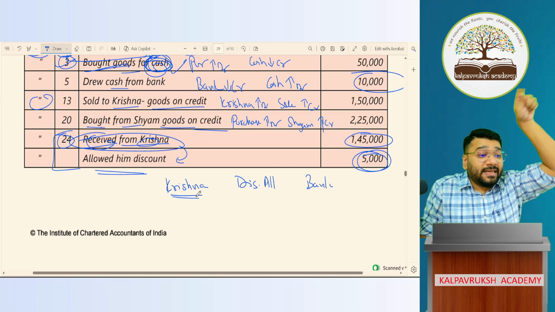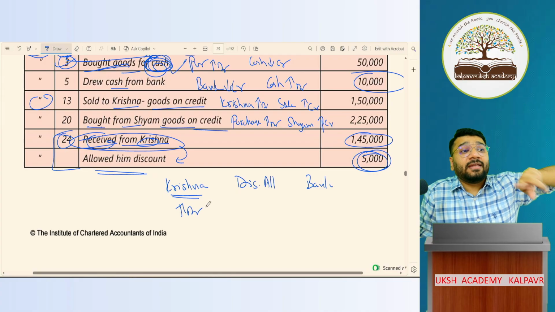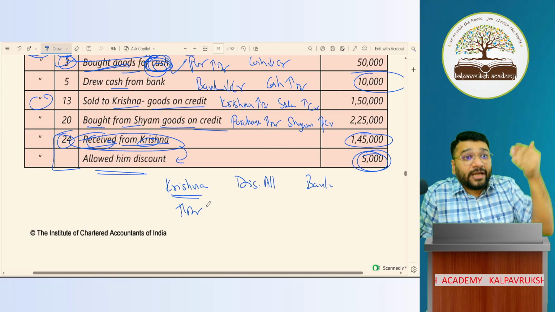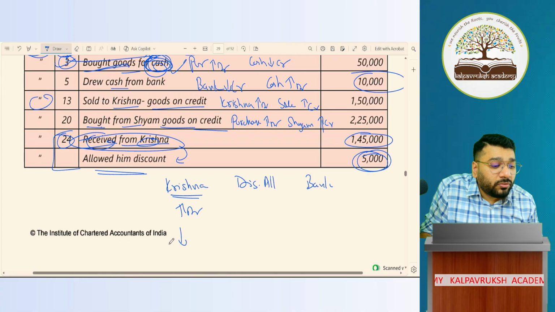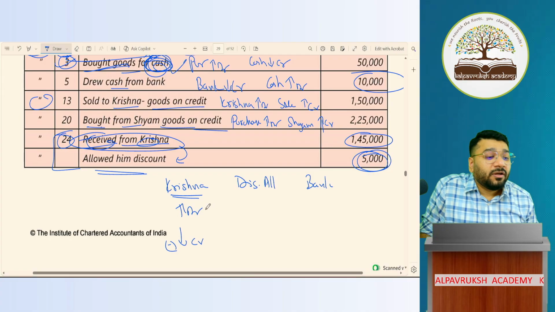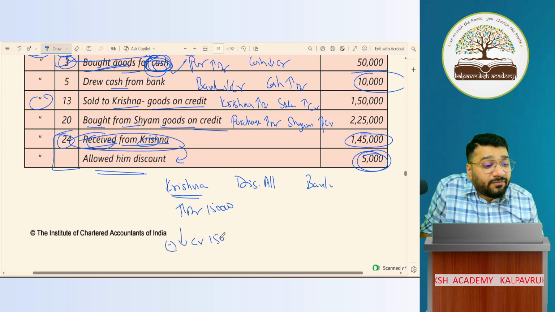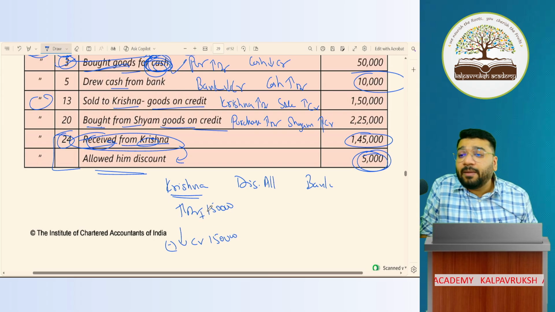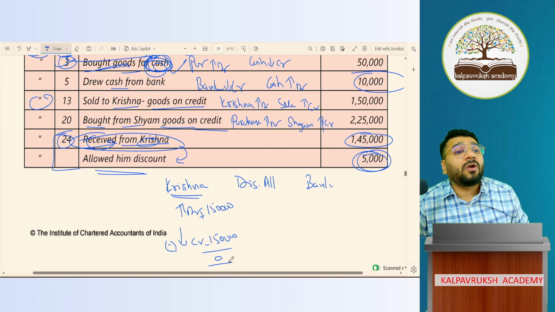Decrease. To increase Krishna's balance, you gave a debit upon credit sale. Now when he is making the payment, I have to reduce the money. Whatever money is received from him, I have to minus. To decrease, what am I supposed to do? Credit. The 150 debit you did in the sale transaction, now while closing you will put the full 150. So if this is plus 150, this becomes minus 150, and the balance will become 0 in Krishna's account. Got it? Not got it?